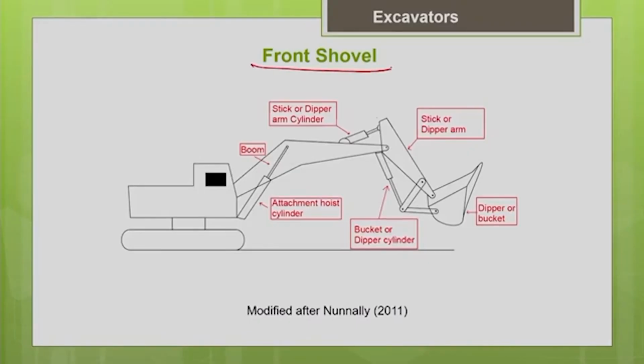So this picture shows you the basic operating parts of the front shovel. Basically the substructure has a mounting, mostly you can see crawler mounting, and the superstructure has the operator cab along with the engine. You can see the boom, and this is the stick or the dipper arm, and this one is a bucket or the dipper.